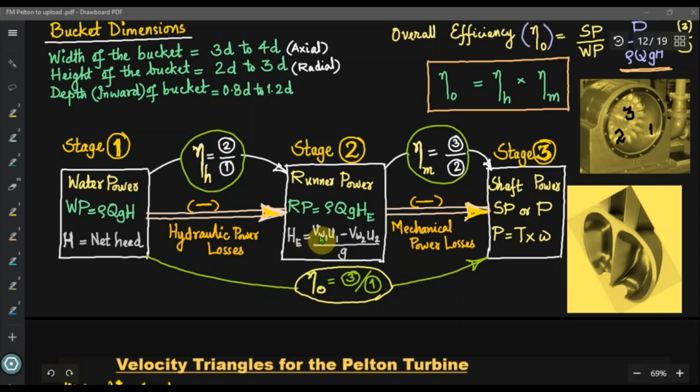HE is equal to (VW1 U1 minus VW2 U2) divided by G. VW1 and VW2 are respectively the whirl components of velocity at inlet and outlet of the vane, and U1 and U2 are the velocities of the vane at inlet and outlet, which in the case of Pelton wheel are equal. U1 is equal to U2. For a Pelton wheel, the Euler head HE is equal to (VW1 minus VW2) into U. So this U can be taken out. So (VW1 minus VW2) in a bracket multiplied by U divided by G, that is the Euler head.